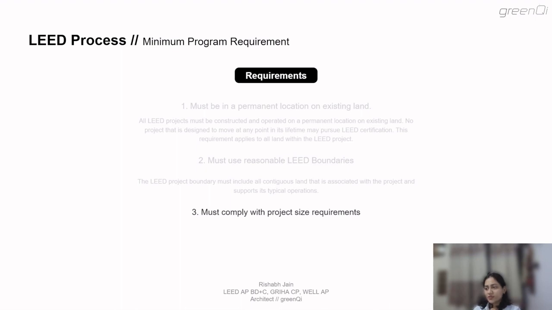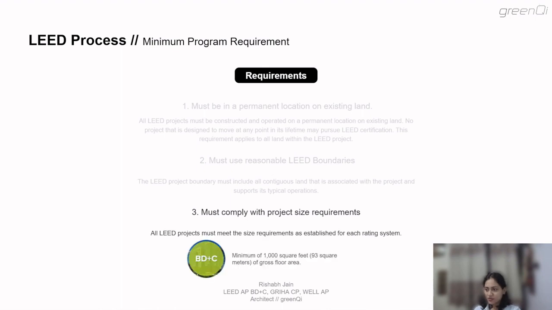The third requirement is must comply with project size requirements. So this MPR is designed to evaluate buildings and spaces or neighborhoods of a certain size, because LEED requirements do not accurately assess the performance of projects outside of these size requirements. So there are some minimum thresholds for each type of rating system.